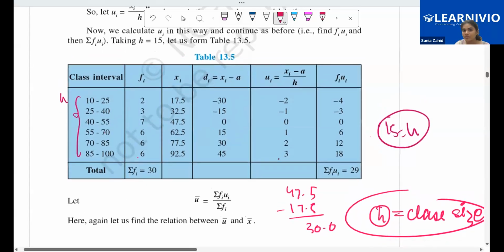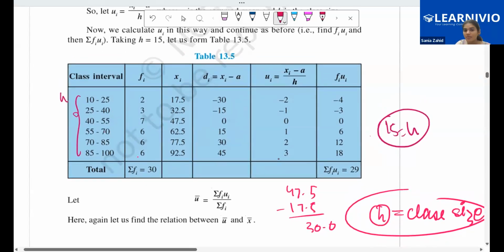So what happens when the h value is the same? This h is basically the class size. With the help of this class size, you will calculate a new value which is u. Now what is this u? u will be basically the deviation divided by the class size. So you get your u value, and afterwards you calculate fi into ui.